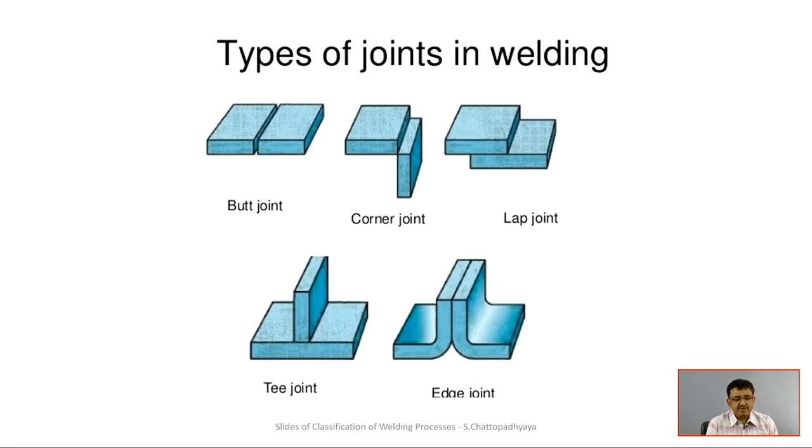Next are the typical joints in the welding process: the butt joint, the corner joint, the lap joint, the T joint and the edge joint. These differ in how you want to join. A straight joint is known as a butt joint. If a corner has to be built, that is a corner joint. One over the other is a lap joint, then the T joint with the typical T formation, and the edge joint, where there is some curvature and two things are joined in a typical format.